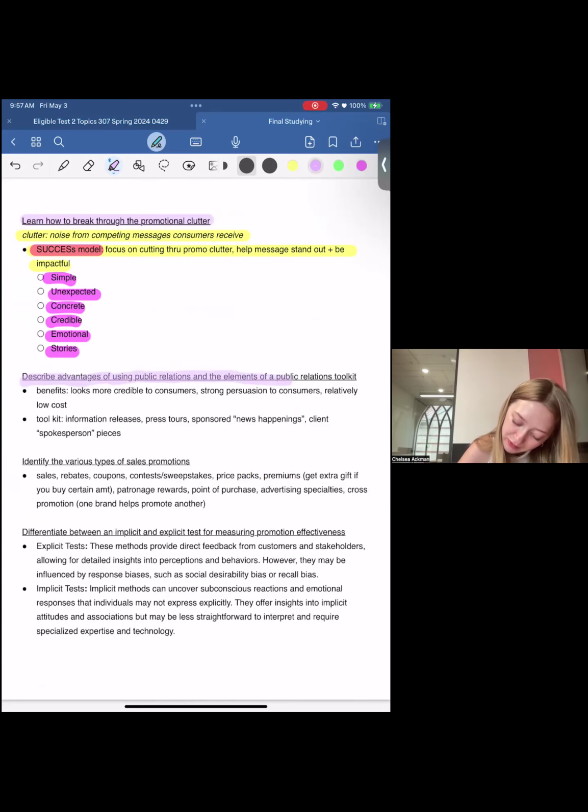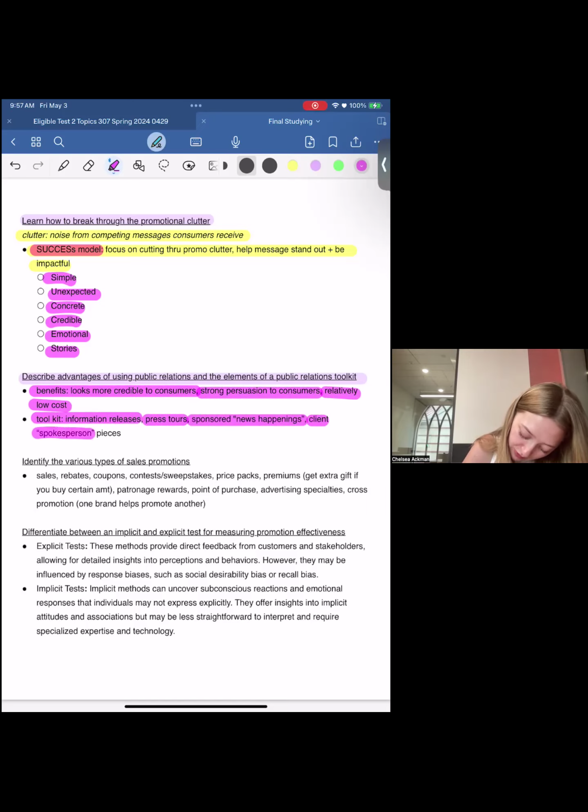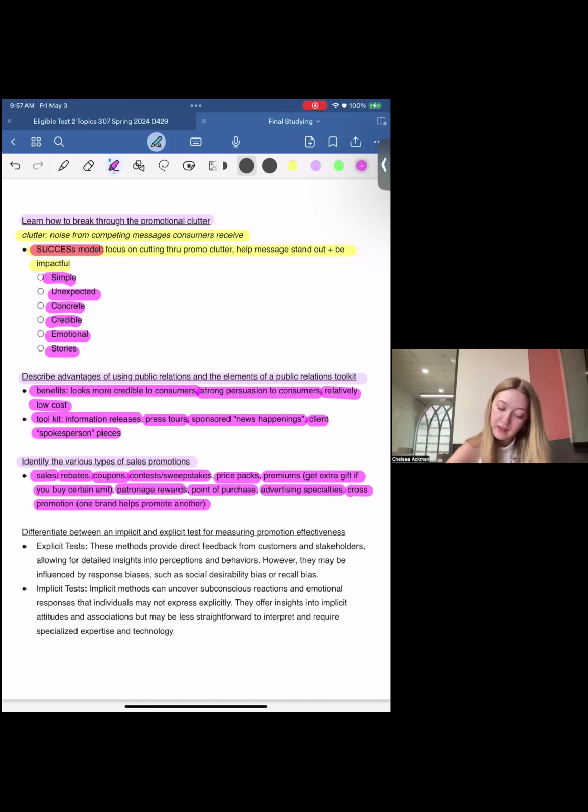Describe advantages of using public relations and the elements of a public relations toolkit. The benefits are it looks more credible to consumers, there's strong persuasion to consumers, and it's relatively low cost. The toolkit is information releases, press tours, sponsored news happenings, client spokesperson pieces. Identify the various types of sales promotions. So we have sales, rebates, coupons, contests and sweepstakes, price packs, premiums where you get an extra gift if you buy a certain amount, patronage rewards, point of purchase, advertising specialties, and cross promotion where one brand helps promote another.